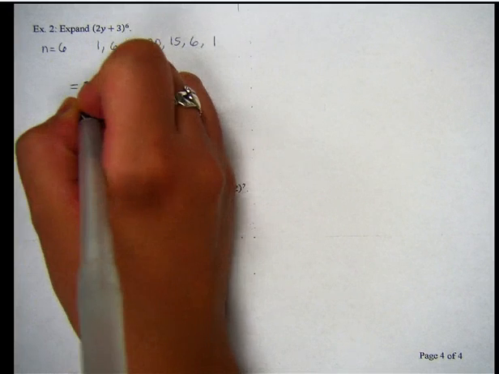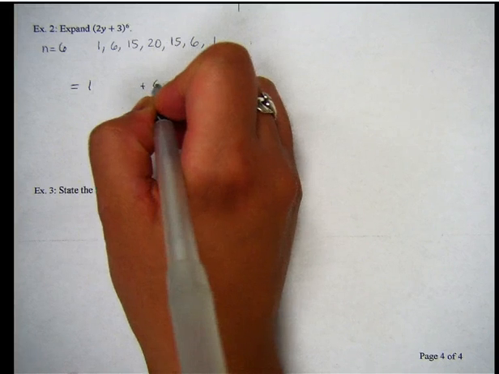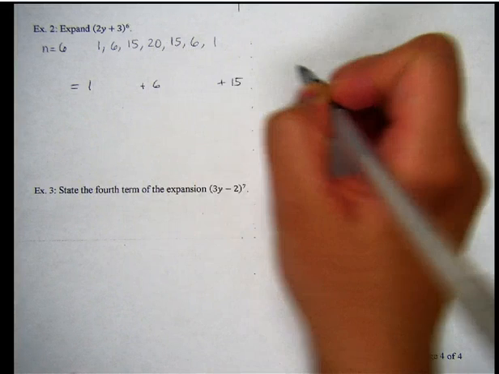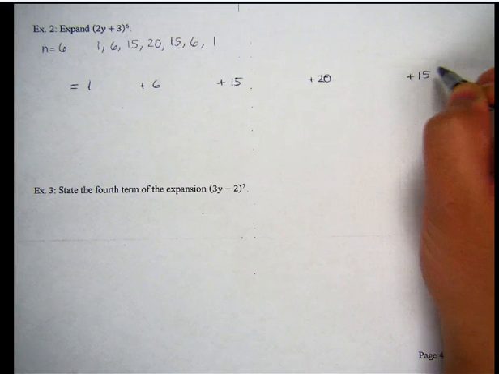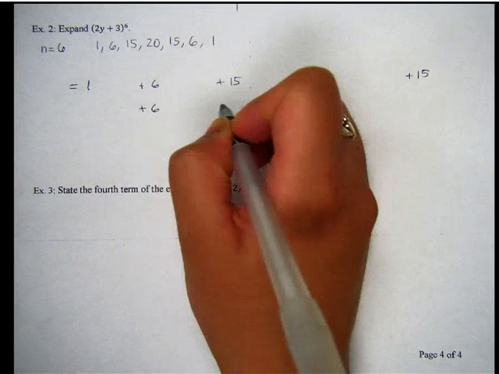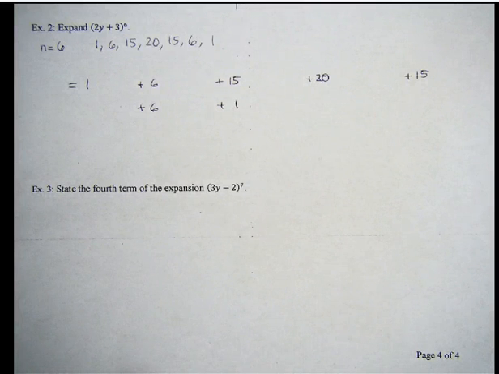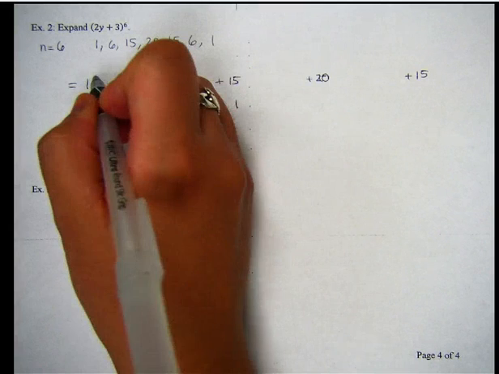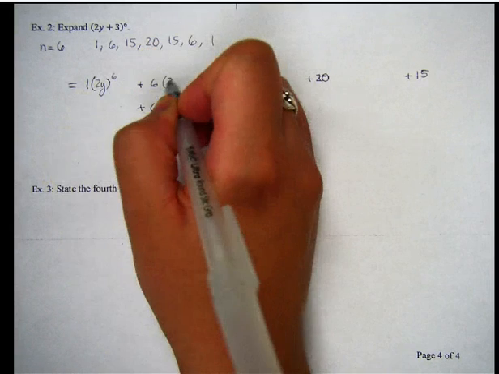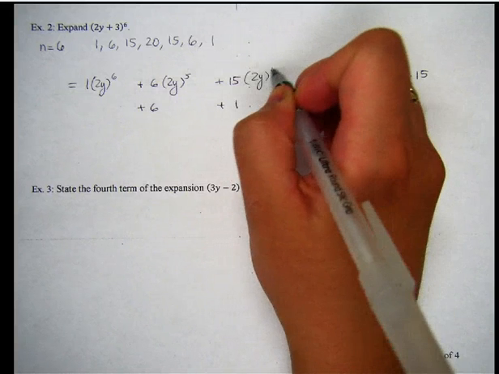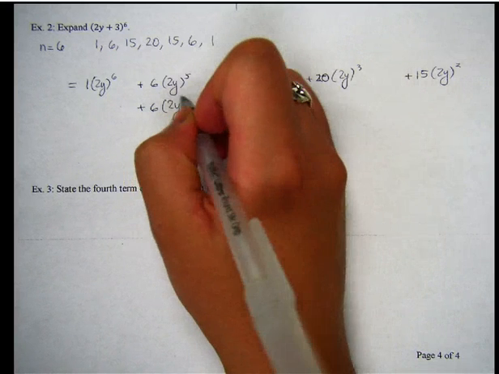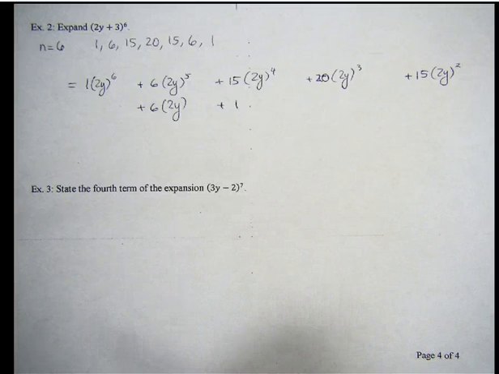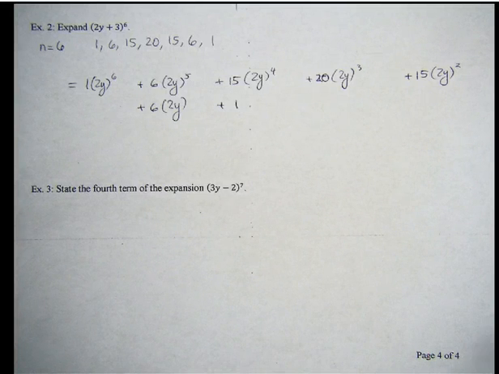So what I'm going to do is I'm going to just write in the coefficients first. Leave some space. And then I'm going to fill in my powers of 2y and powers of 3. So first with 2y to the 6, 2y to the 5, 2y to the 4, 2y cubed, 2y squared, 2y to the exponent 1, and the last term will not have an exponent of 2y, because 2y to the power of 0 is just 1 anyway.